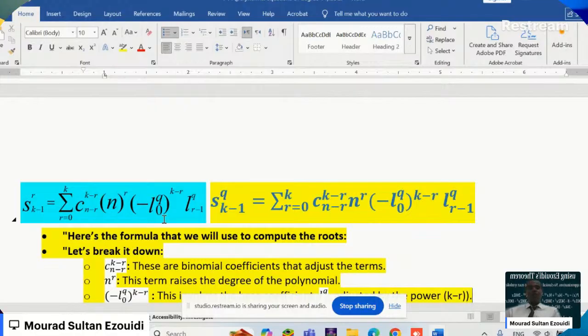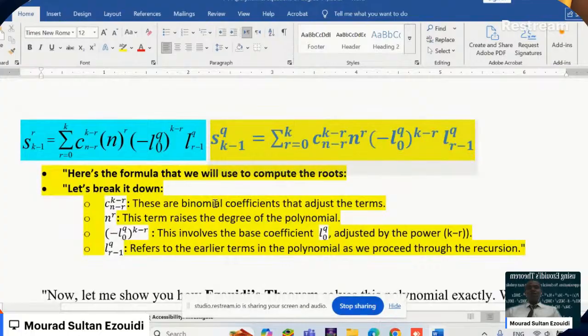Here is the formula that we will use to compute the roots. Let's break it down. You can see combination n minus r choose k minus r. These are binomial coefficients that adjust the terms. And here n raised to the power r, this term raises the degree of the polynomial. And here negative l0 of order q, all raised to the power k minus r, involves the base coefficient l0 of order q adjusted by the power of k minus r. And then the coefficient of my original 14th degree polynomial equation refers to the earlier terms in the polynomial as you proceed through the recursion.